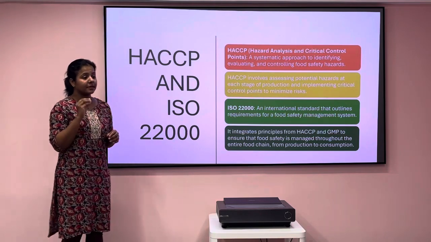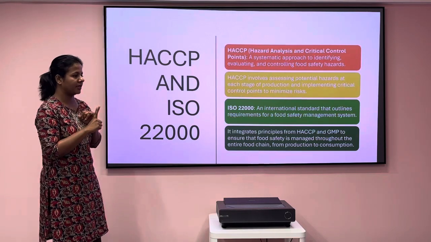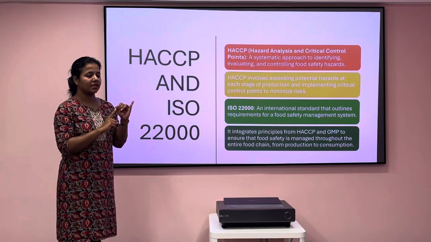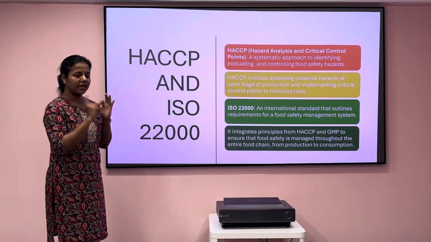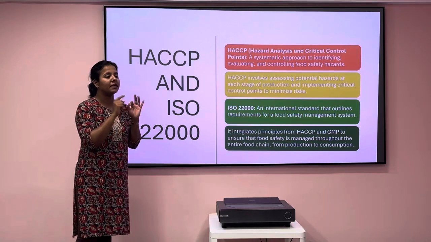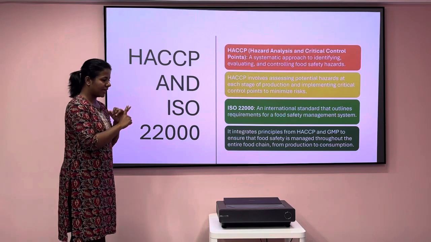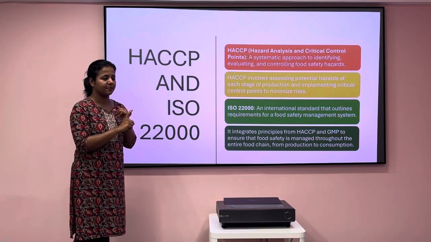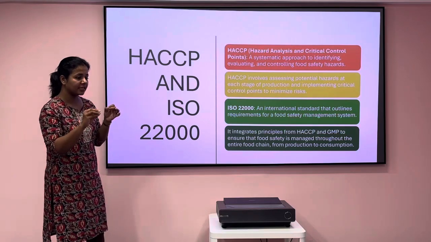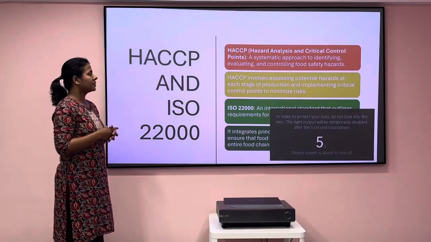It is a systematic approach. First is to identify the hazard. Next is to evaluate the hazard, and next is to control the hazard. For these things, we implement HACCP in a food organization. We identify what hazards are present there, evaluate that hazard, and then control that hazard. That is how we go about it in HACCP.